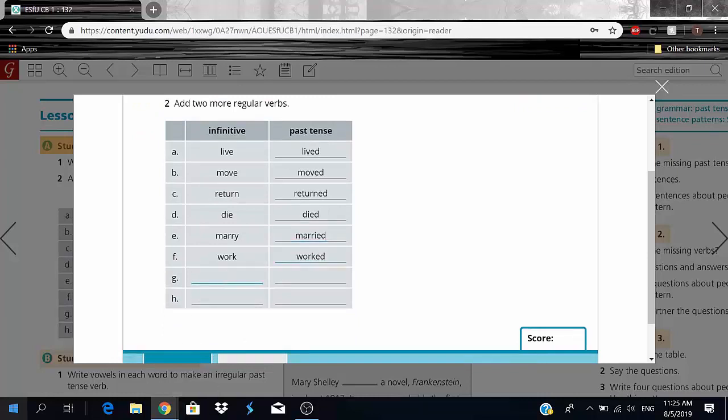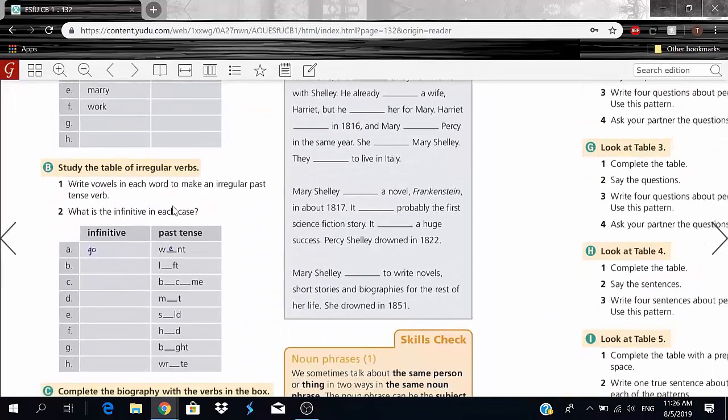And adding 2 more from my own will probably be, I'll use the word play, played, and I could say eat, or actually no, that's an irregular verb, okay? Not eat, I could probably say study, studied. Okay, simple stuff, you guys. Now let's move on. Here we have 2.